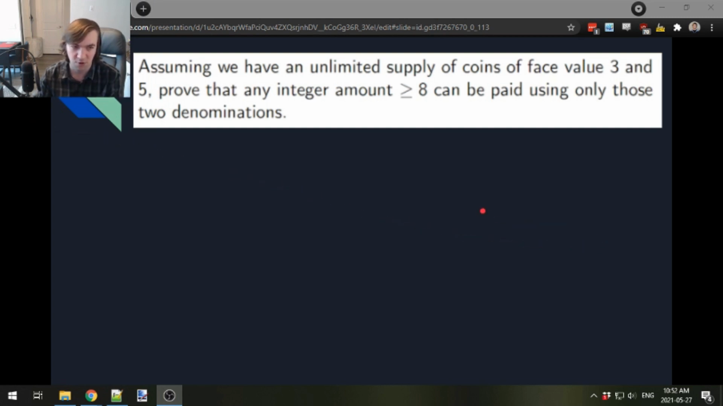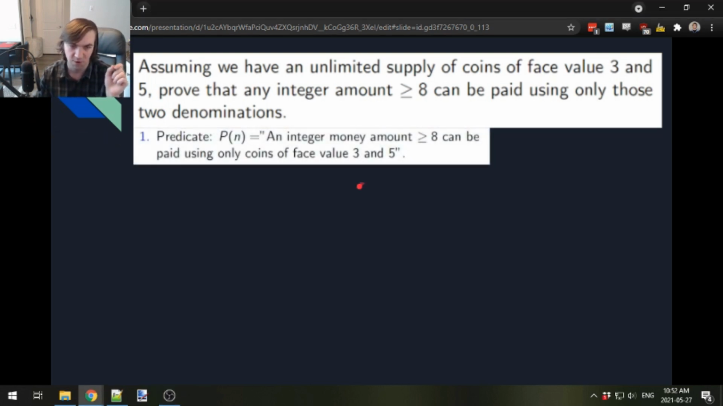So here's our original statement. What's our predicate here? Our predicate is: an integer money amount greater or equal to 8 can be paid using only coins of values 3 and 5. Clearly 8 is kind of an easy one that we can think of. It's 3 plus 5, so you have one of each. And then can you do the rest of them?